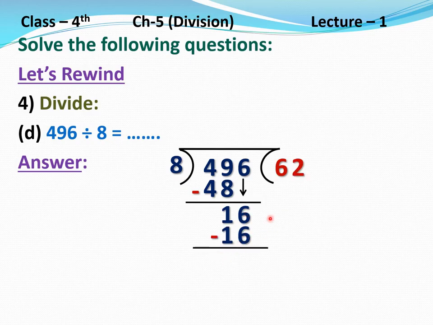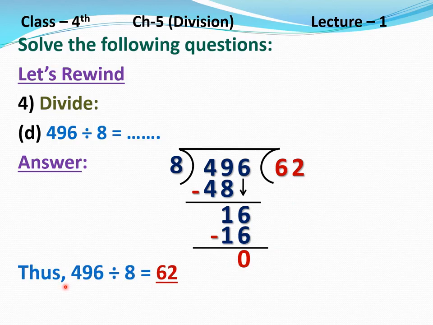Now we will do subtraction. 6 minus 6, 0. 1 minus 1, 0. See, quotient is 62 and remainder is 0. Write down. Thus, 496 divide 8 equal to 62.